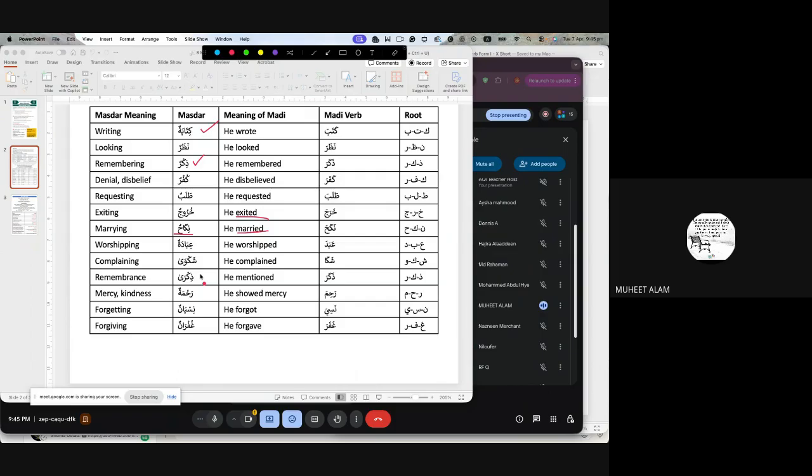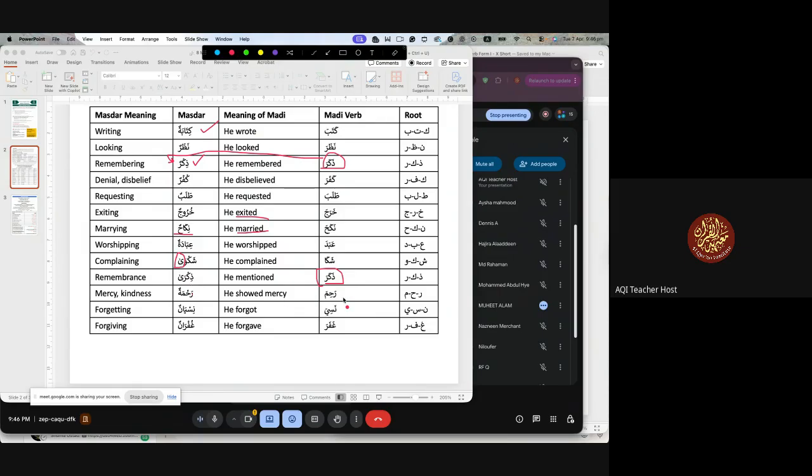Next is shakā, which means he complained, and the masdar is shakwā, complaining. Zakara, he mentioned. The masdar is zikrā, remembrance. For the same word, there are two patterns of masdar. One is zakara, zikrun. One is zakara, zikrā. Can you see? This is the masdar's quality.